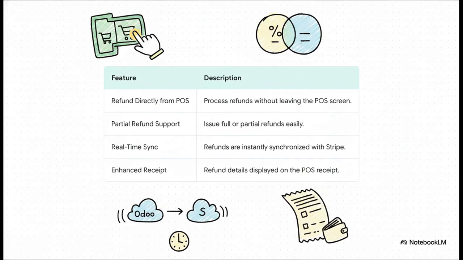Let's take a closer look at what this means in practice. You literally never have to leave the POS screen to process a refund. Need to do a partial one? Easy. The module is smart enough to even calculate the remaining balance for you. But honestly, the real magic is that real-time sync. The Stripe Refund ID gets saved right back into Odoo. That means your records, your reporting, everything is always perfectly accurate.